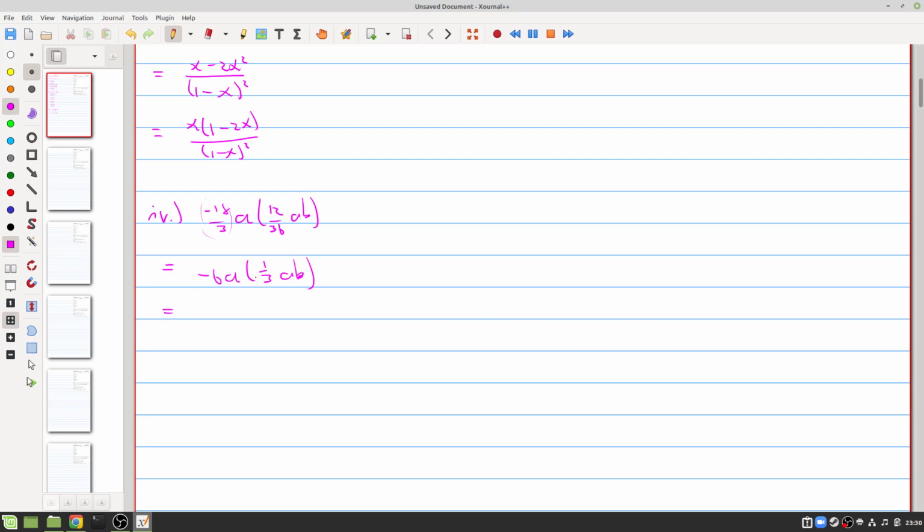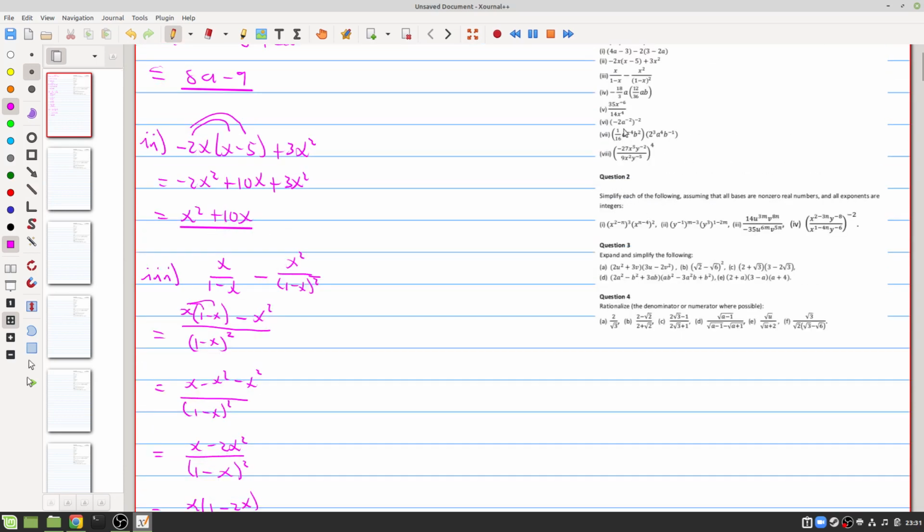Negative 6 times 1 over 3 is negative 2. a times a is a squared. And then there's also a b. And that's it. There's our answer. I should have probably underlined this one as well. That's our answer. Good. Fifth question.